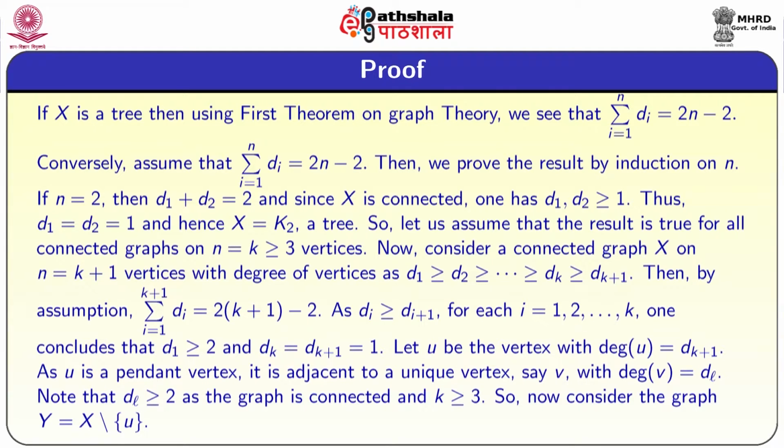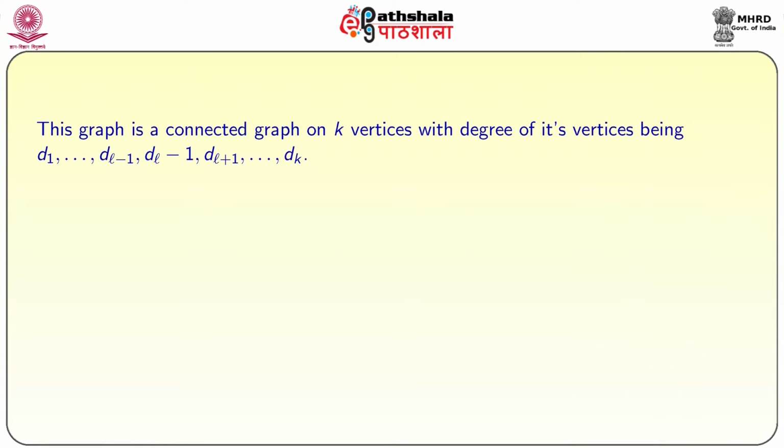Note that dl is greater than or equal to 2 as the graph is connected and k is greater than or equal to 3. So, now we consider the graph Y equal to X minus u, the vertex deleted graph obtained by deleting the vertex u. This graph is connected and has k vertices with degrees of its vertices being d1 up to dl minus 1, dl minus 1, dl plus 1 and so on up to dk.